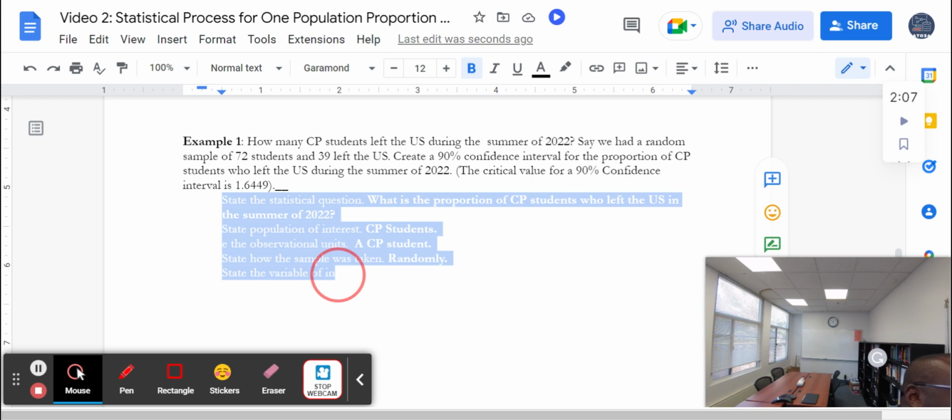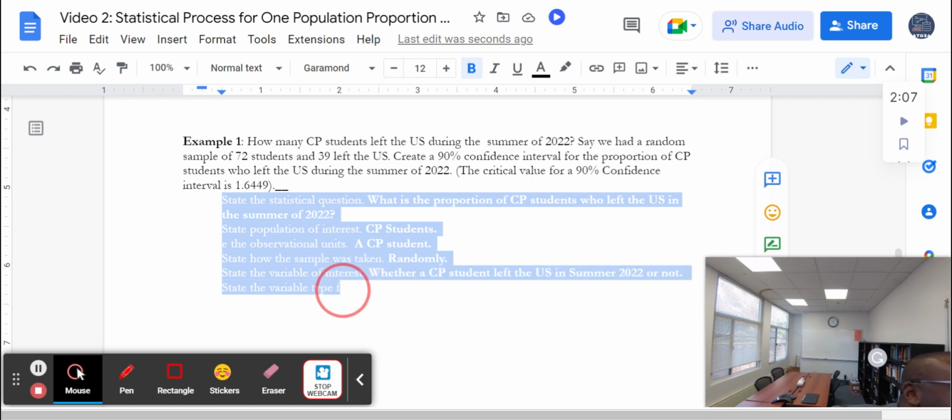State the sample was taken randomly. What's the variable of interest? Whether a Cal Poly student left the United States in the summer of 2022 or not. If you did not provide all that detail, it would be wrong. You'll get points taken off. So you need to be as specific as possible.